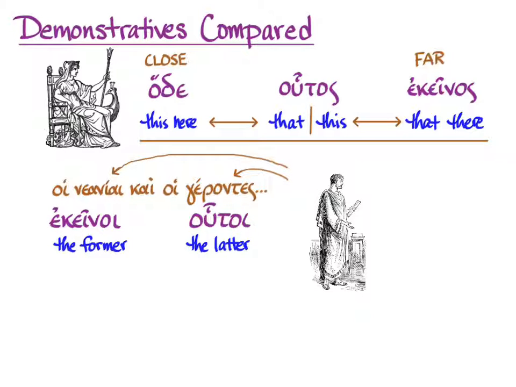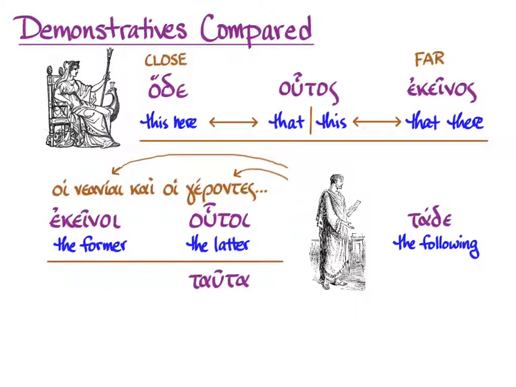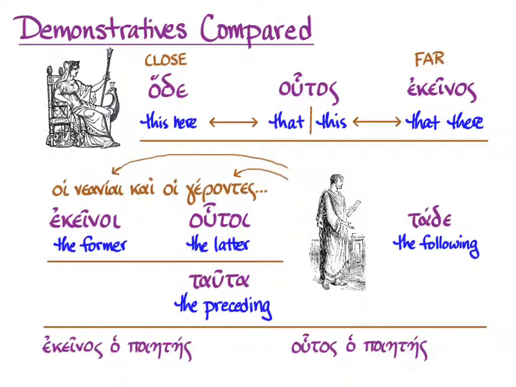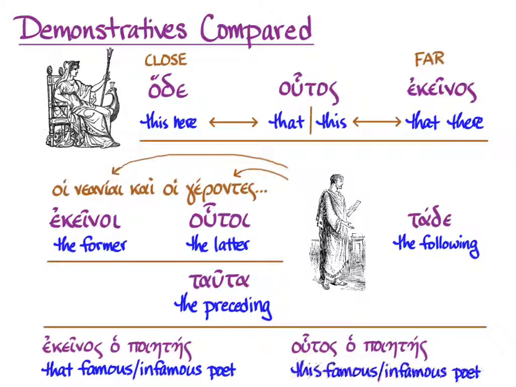Also, if he wants to talk about the following, the things he's going to say next, he's going to use the neuter plural of hode and say tade to mean the following. Allied with that is tauta, the neuter plural form of houtos, to mean the preceding. Okay, one more thing I want to say about how these particular demonstratives are used. You can use ekeinos and houtos to point to somebody famous or even infamous. So ekeinos ho poietes and houtos ho poietes can mean that famous or infamous poet or this famous or infamous poet, depending on the context.